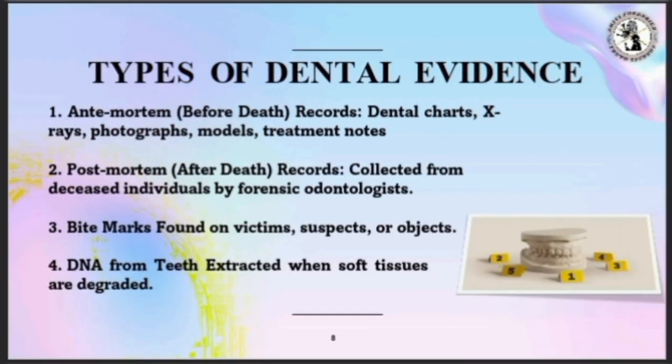The types of dental evidence. Antemortem (before death) records: dental charts, x-rays, photographs, models, treatment notes. Postmortem (after death) records: collected from the deceased individual by a forensic odontologist. Bite marks found on victim, suspect, or object. DNA from teeth, extracted when soft tissues are degraded.